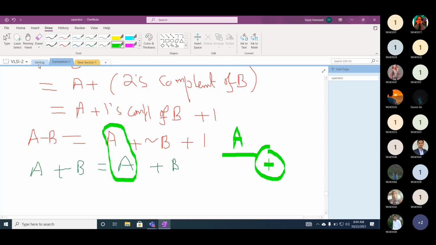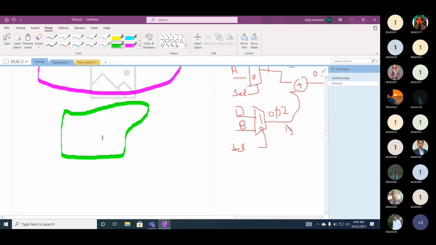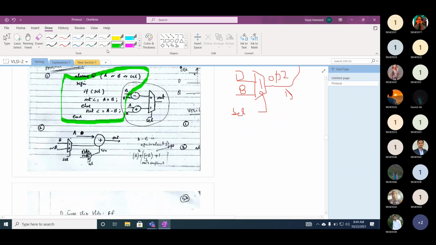Now if you look at this implementation, A is common in both cases as explained. So now this A plus one's complement of B, what is this? This expression is equivalent to A minus B. So A is common. And then for an adder, there are two inputs, A, B, and C in. So A is common.